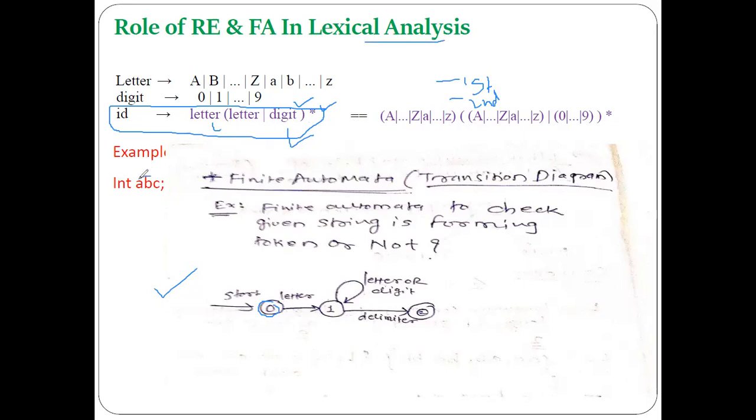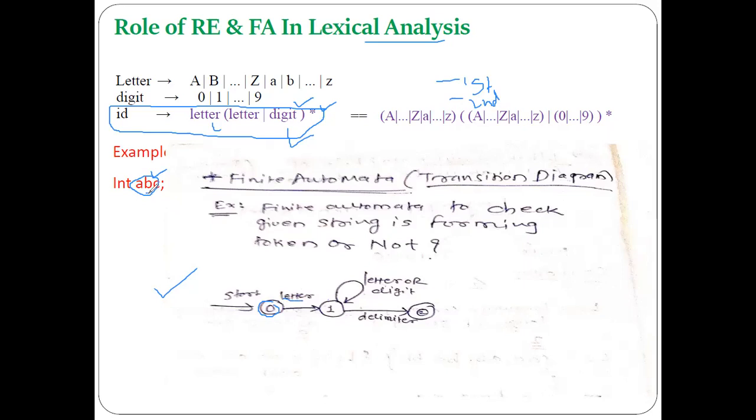For example, this is our variable ABC. Now, whether this variable ABC is a valid token or not will be checked with the help of the finite automata. So let's see how it gets checked. Now A is what? A letter. So in the zero state, yes, it is satisfying, it is a letter.